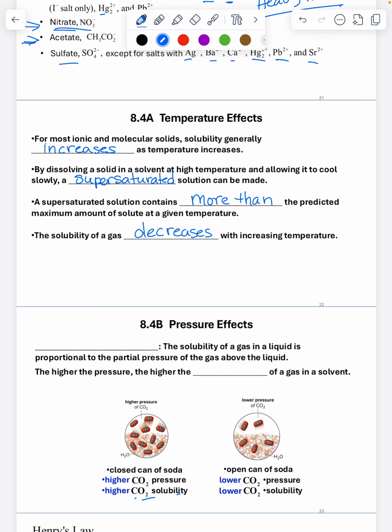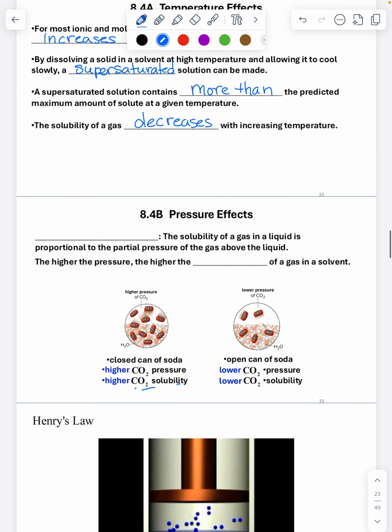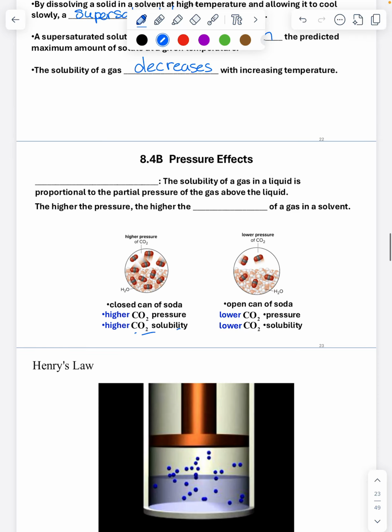All right, let's talk about how pressure affects solubility. There's something called Henry's Law. Henry's Law says that the solubility of a gas in a liquid is proportional to the partial pressure of the gas above the liquid. And so the higher the pressure, the higher the solubility of the gas.